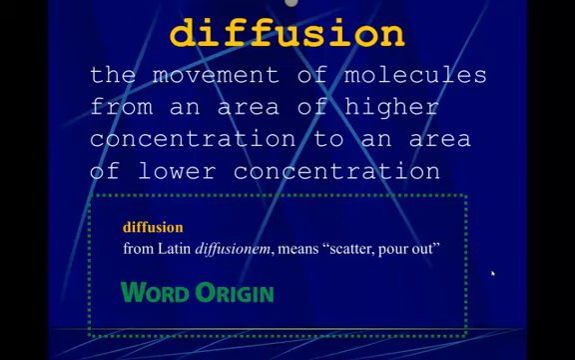So when you put the sugar in, it's going to start to diffuse, and it's going to move throughout, let's say, tea. Now to help speed that up, you usually take a spoon and you stir it and stir it and stir it, which is going to help to speed up the rate of diffusion. Well, diffusion, you can see, means to scatter or to pour out.